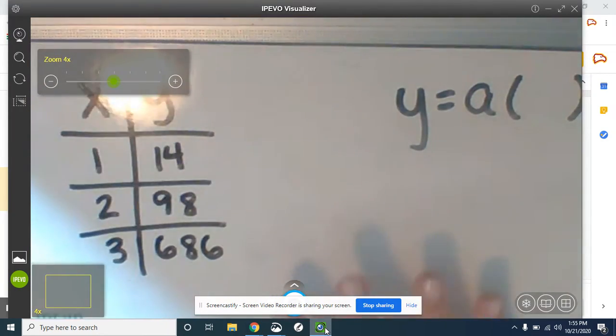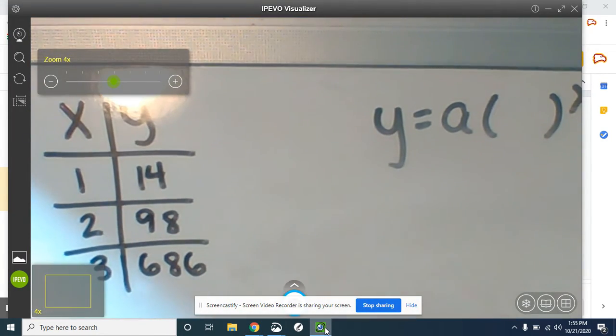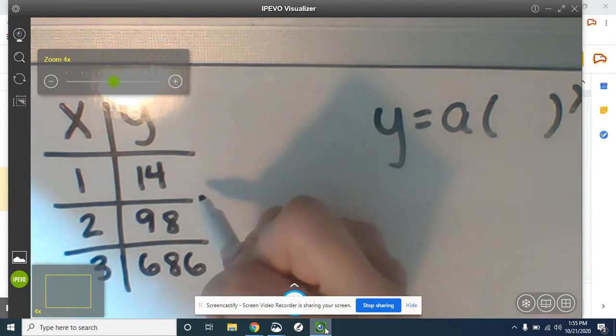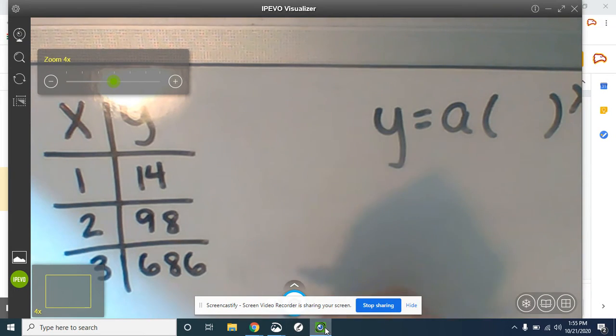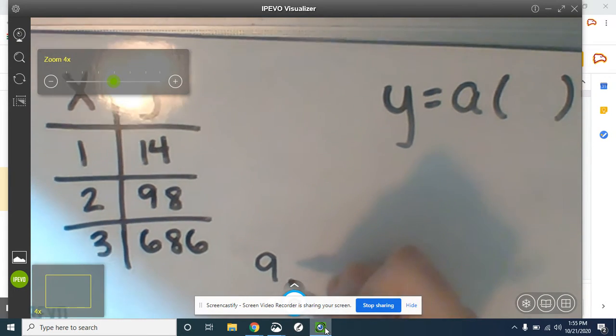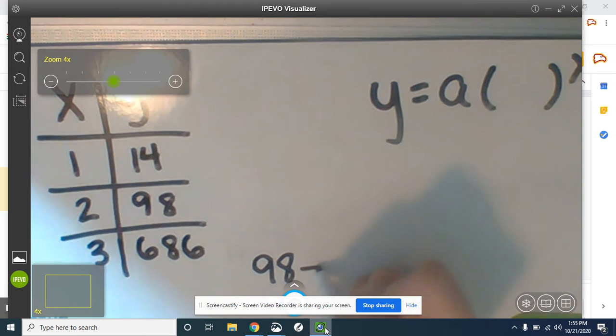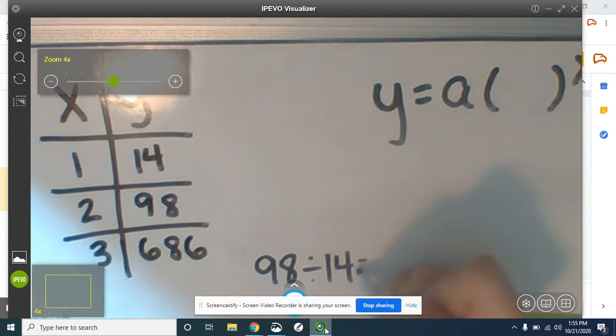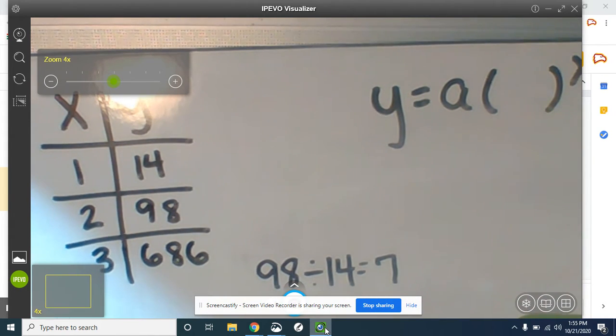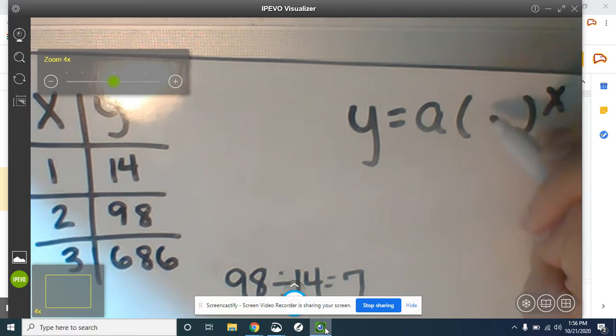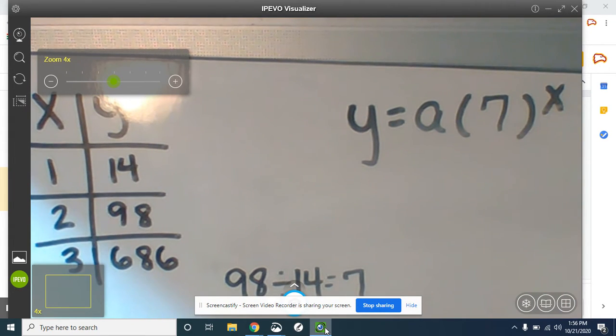So we can still start by determining the growth factor or the decay factor. We can see that the numbers are increasing. As X increases, the Y's are increasing. So you might not be able to see 14 times what gives you 98. So instead we work backwards. We do 98 divided by 14, which is 7. So we already know now that our growth factor is 7.